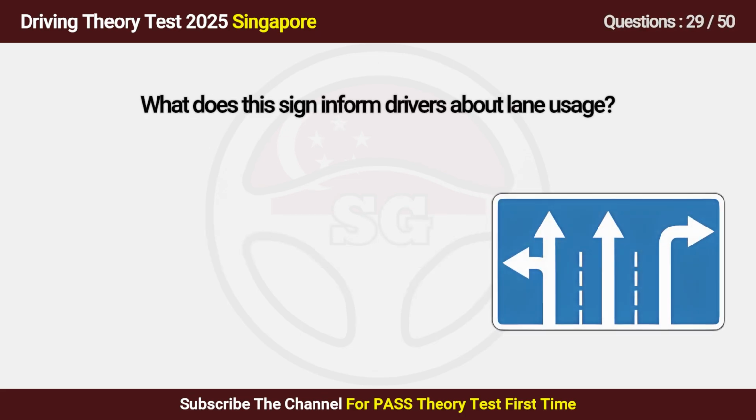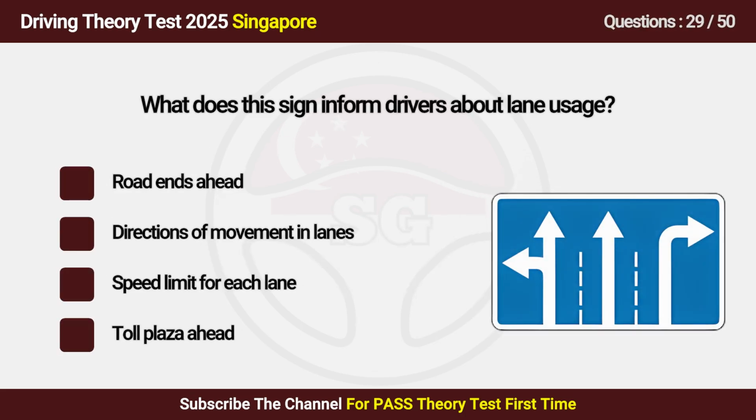Question 29. What does this sign inform drivers about lane usage? A. Road ends ahead. B. Of movement in lanes. C. Speed limit for each lane. D. Toll plaza ahead.